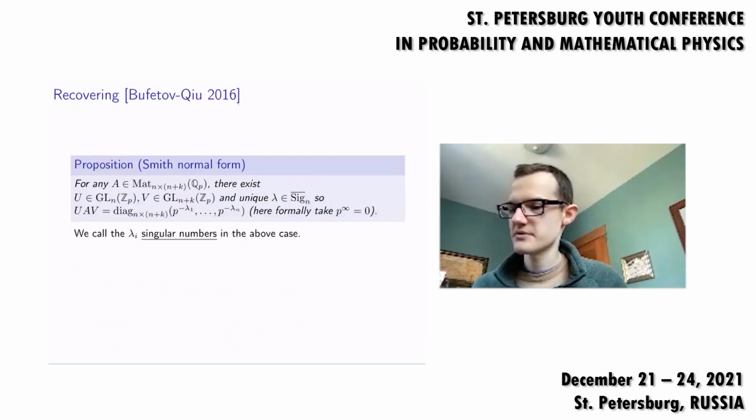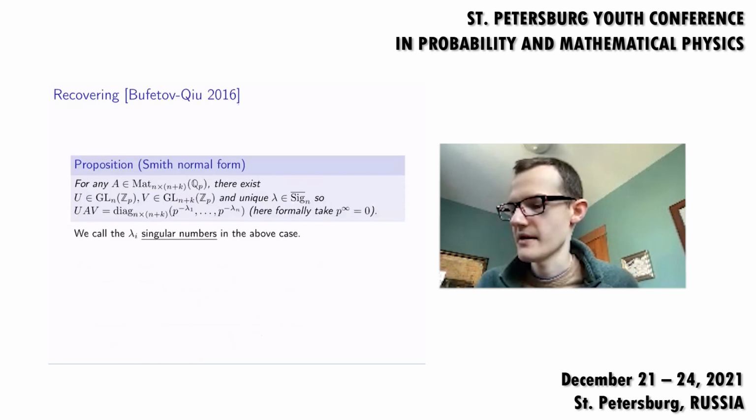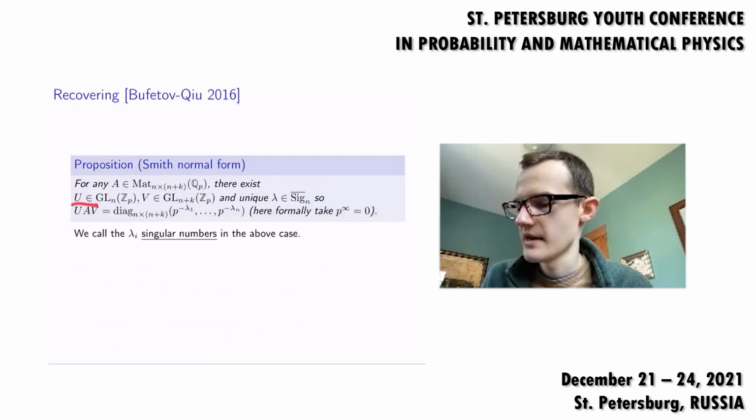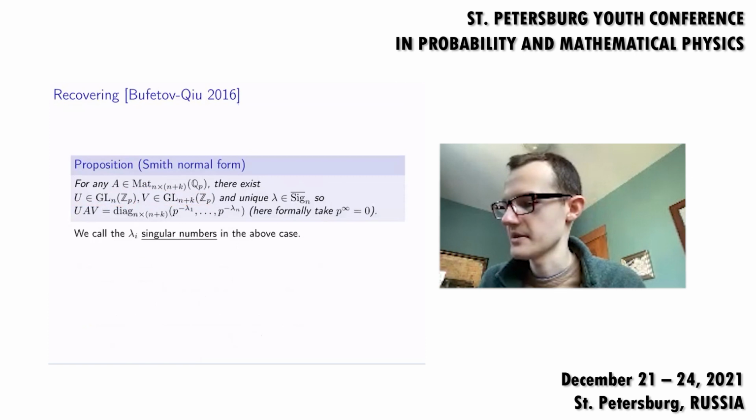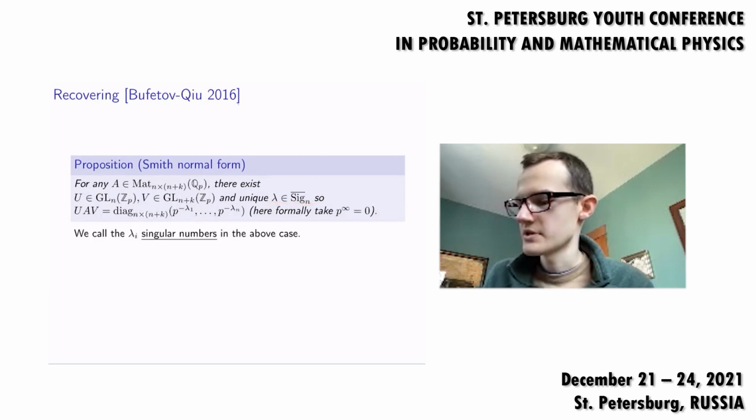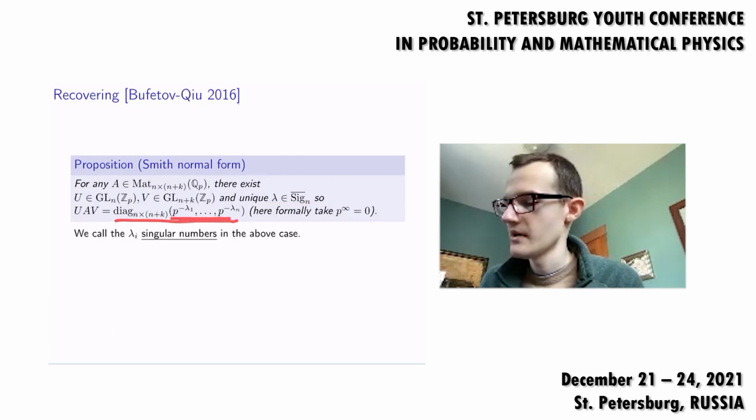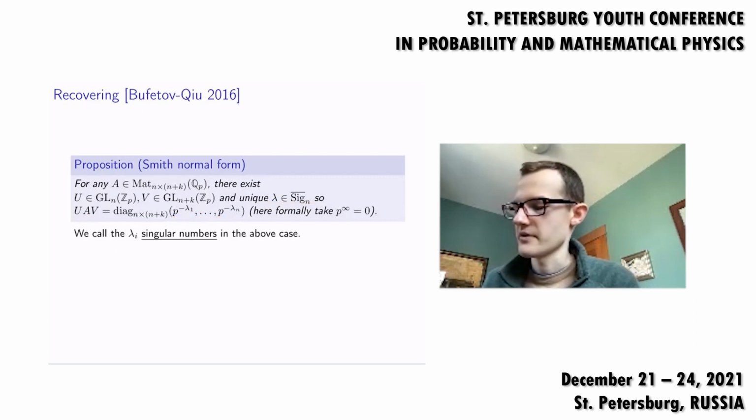So to get to recovering this result, I'm going to need to talk a little bit about finite matrices. There's this result which is analogous to singular value decomposition. It's often referred to as Smith normal form, which says, suppose that I have an n by n plus k matrix over QP, then there always exist elements of GLN ZP and GLN plus k ZP, and a unique extended signature. This again just means that I allow some parts to be minus infinity, such that when I multiply A on the left and right by U and V, I get a diagonal matrix with powers of P on the diagonal. These powers of P, or rather the exponents in the powers, I'm going to refer to as the singular numbers of the matrix A.